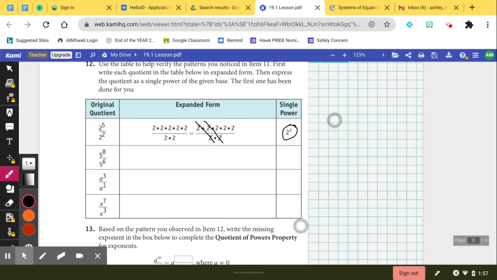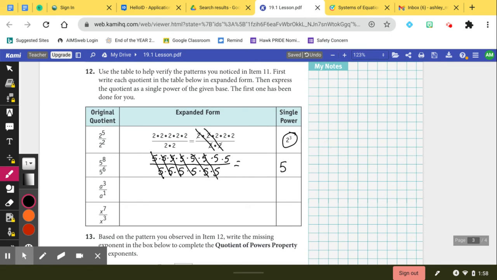And we can see this with my next one. If I have 5 to the 8th divided by 5 to the 6th, that's 5 times 5 times 5 times 5 times 5 times 5 times 5 times 5 over 5 to the 6th, so 5 times 5 times 5 times 5 times 5 times 5. Anything divided by itself is 1. So cancel, cancel, cancel, cancel, cancel, cancel. What I have left is 5 to the 2nd power.